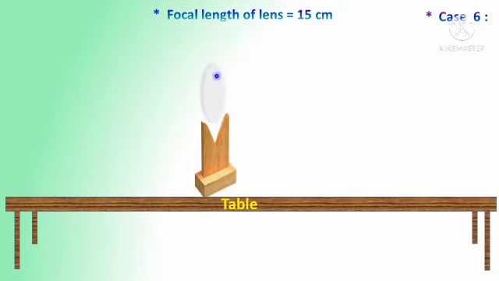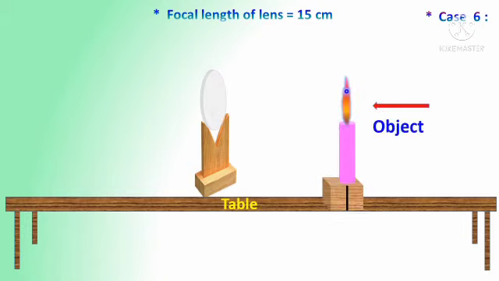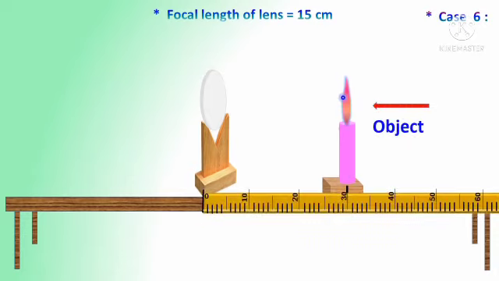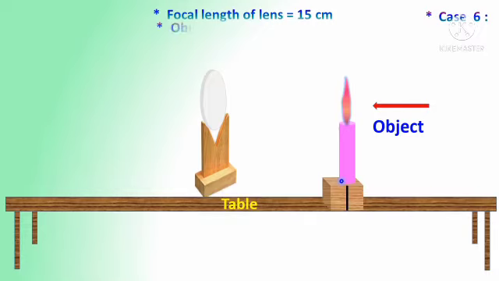Now case 6. The focal length of the lens is 15 centimeters. We arrange the setup on the table. Then take the distance between the object and the lens. We can find that it is 30 centimeters. Why? Because here we are taking 30, after 70, 60, 50, 40, now 30. That is the object distance.